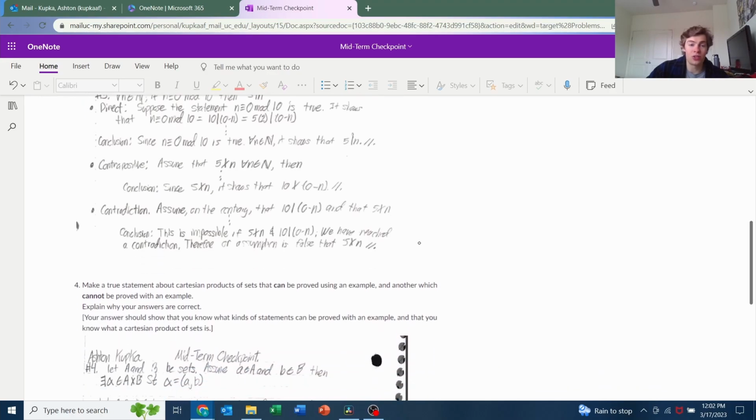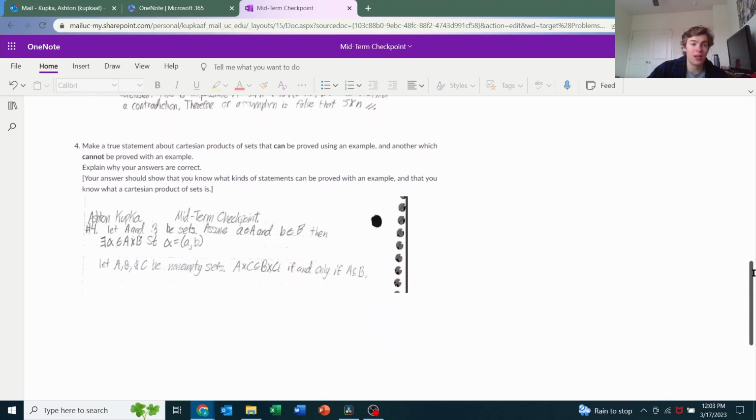And then finally, contradiction. So we're going to assume on the contrary that P of x is true, but Q of x is false. So assume on the contrary that 10 divides 0 minus n, and that 5 does not divide n. We're going to do a lot of math, and then finally, we're going to reach an impossible statement. So our conclusion is going to be, this is impossible since if 5 does not divide n and 10 divides 0 minus n, we have reached a contradiction. Therefore, our assumption is false that 5 does not divide n.